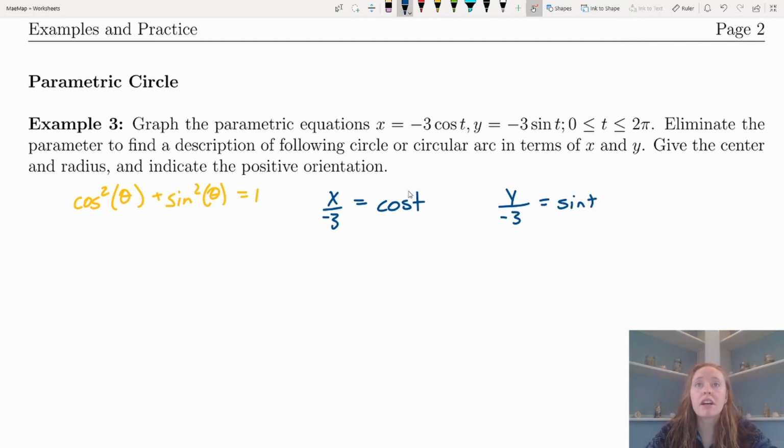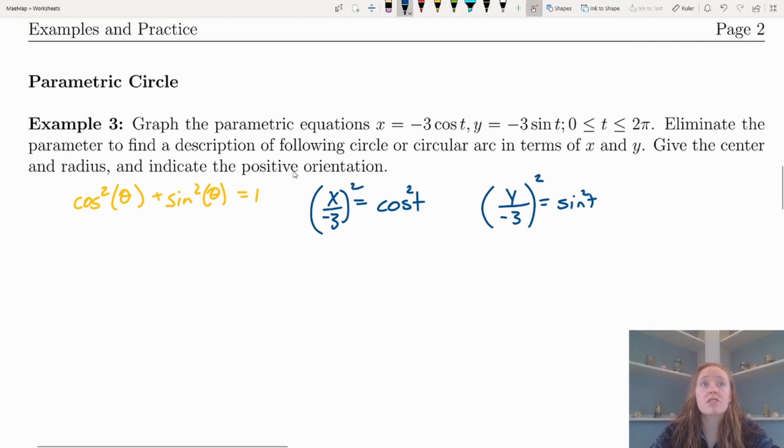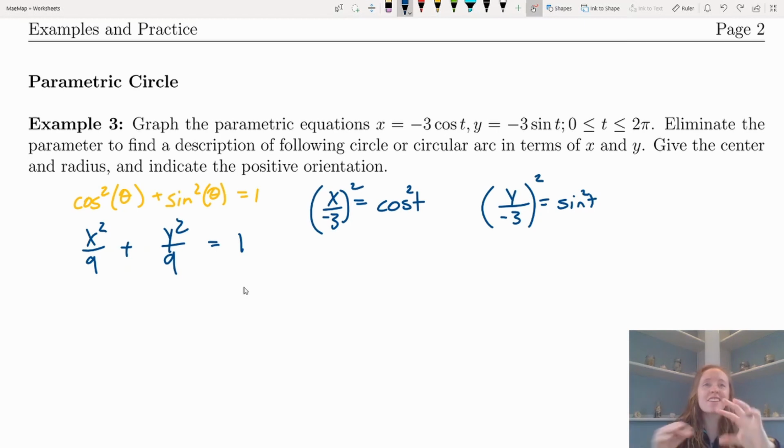Now all I have to do is square both sides to get my cosine squared and my sine squared. So this is going to be x over -3 squared is going to be x squared over 9, and then that's going to be added to y squared over 9, and that's equal to 1. Now I'm not quite in that nice circle formula, x squared plus y squared equals r squared, but I can get there by multiplying both sides by 9.